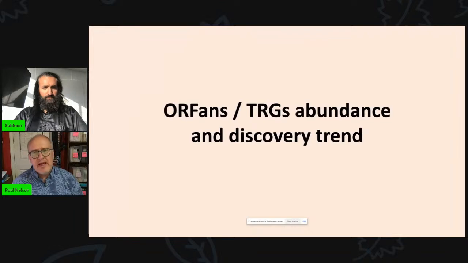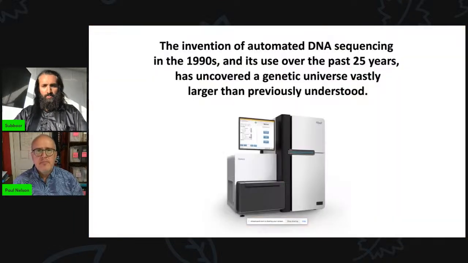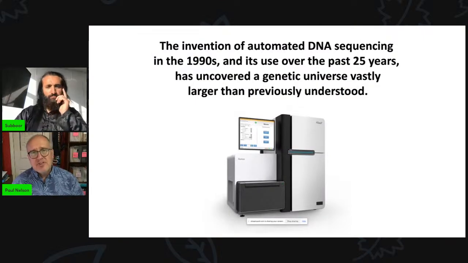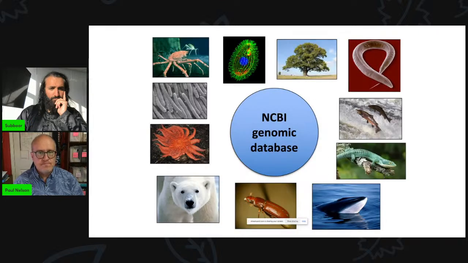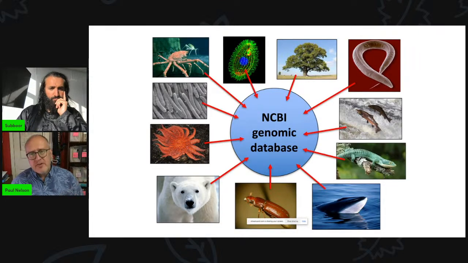So let's look at the abundance and discovery trend. As I said, the invention of this technology has revolutionized biology and has led to uncovering a genetic universe that's vastly larger than we understood really throughout most of the 20th century. So you can picture this as living things of all types supplying their genetic dictionaries to databases like the NCBI genomic database, which is one that I use frequently.